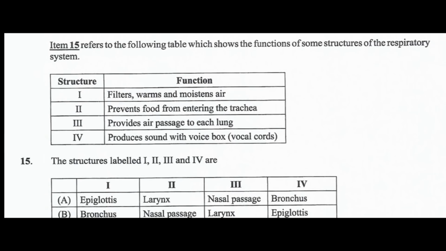Item 15 refers to the following table, which shows the functions of some structures of the respiratory system. Structure I filters warm and moist air. C prevents food from entering the trachea. You can even start filling some of these out, as you know. This is the epiglottis. The epiglottis prevents you from choking.